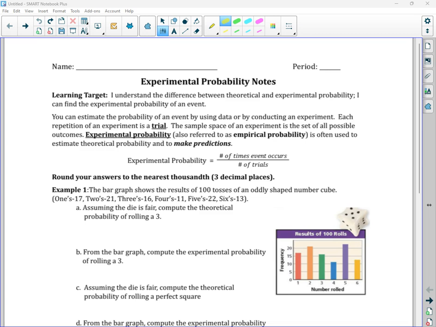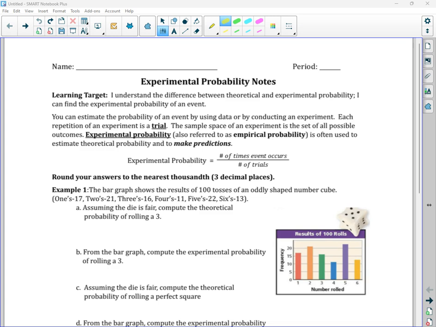Basically the same formula as yesterday. It's the number of times an event occurs out of the number of trials. So it's not a fixed number of trials like the things yesterday, like when you roll a dice, there's always only 6 outcomes. I can have more trials depending on the situation. So again, we're going to round our answer to the nearest thousandth, 3 decimal places.